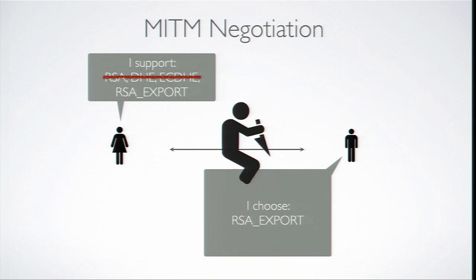Does anybody know how long it takes to factor or crack a 512-bit RSA key today? About an hour, I'd say. About an hour on EC2. You need to use a bunch of computers, so it's not trivial. It takes about an hour, and it costs $70.